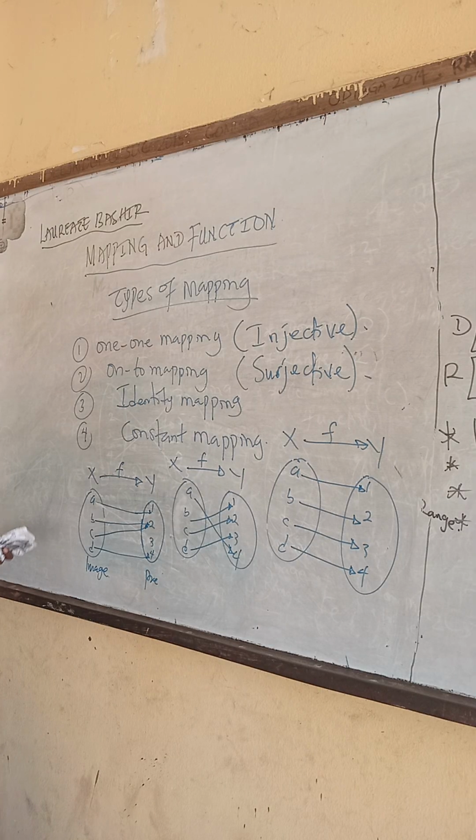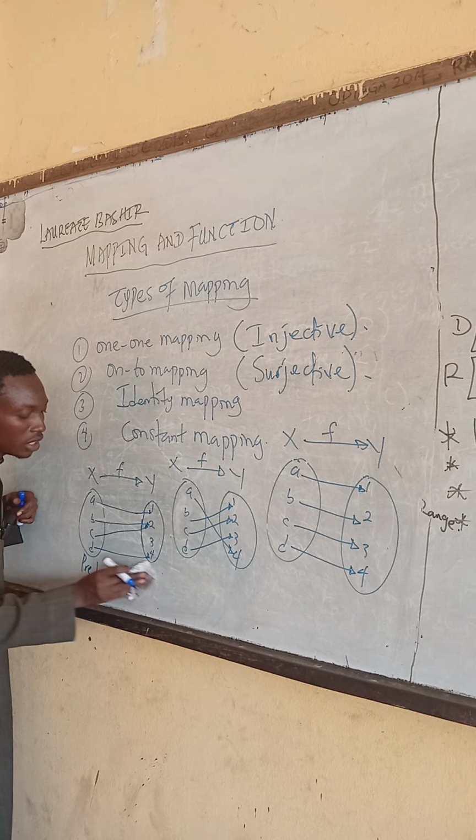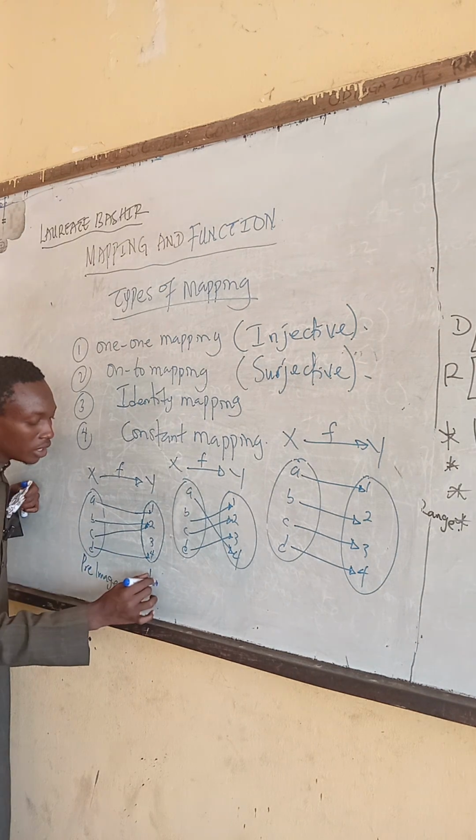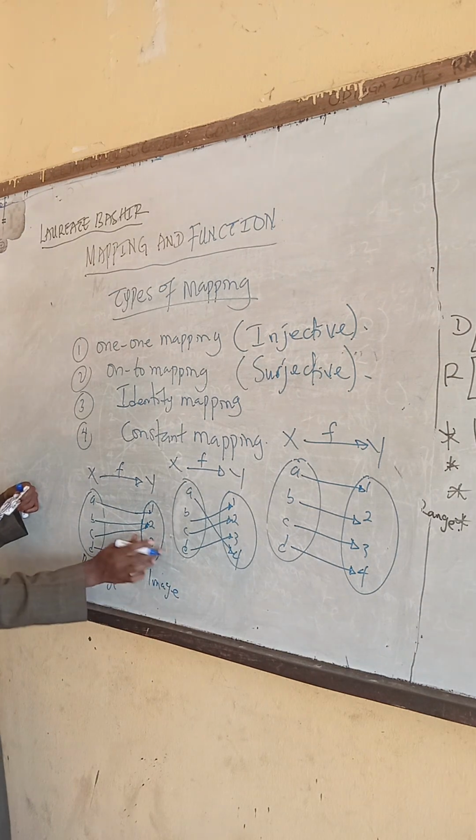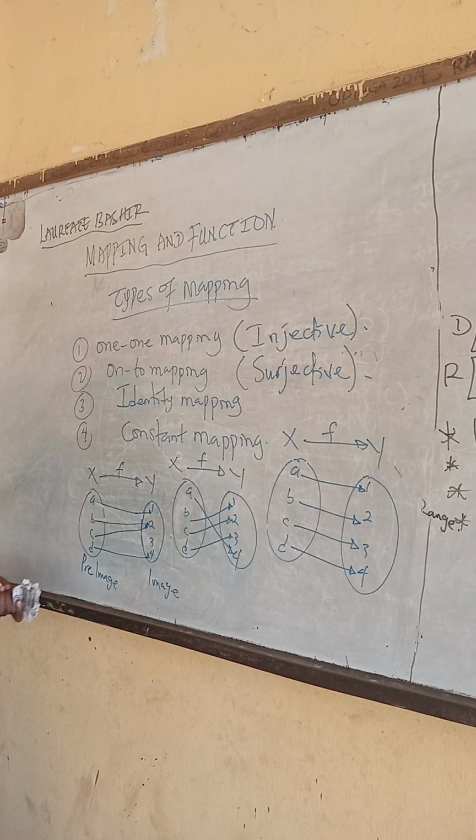Sorry, there's a mistake here. Please correct that. Domain is the pre-image, and codomain is the image. This is the image. Please, from the first video that I did, I said domain is the pre-image and codomain is the image that we are talking about.